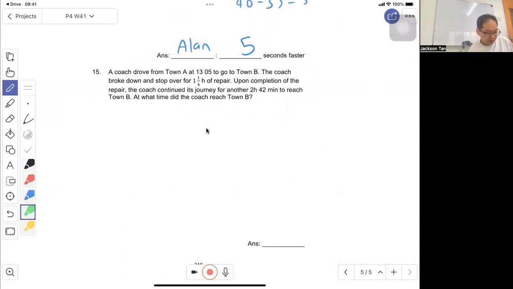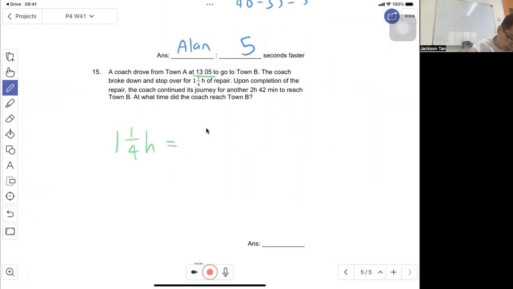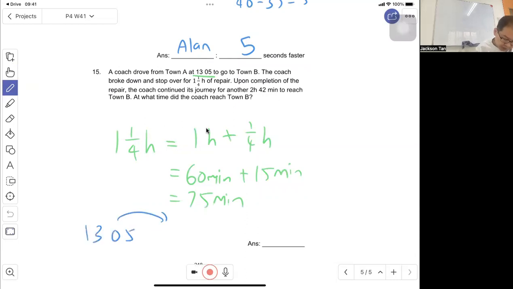Question 15. A coach drove from town A at 13:05. Then broke down and stopped for 1 and 1/4 hour. So 1 and 1/4 hour is 1 hour plus 1/4 hour, 60 minutes plus 15 minutes, 75 minutes. So 13:05 to add 75, maybe we try to add 55 minutes, then we add 20 minutes.